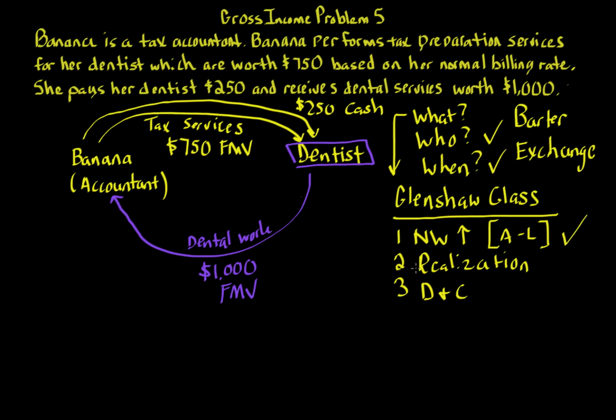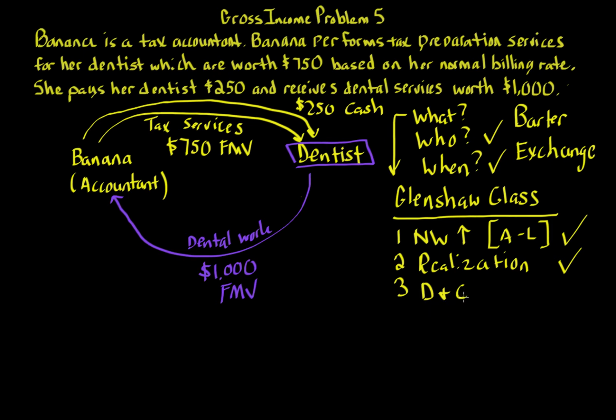Because banana is performing the services, the assets stay the same rather than going down, so that does increase net worth. The same is true for the dentist, because dentist gets $250 cash, but dentist would also perform tax services for $750, so it's actually $1,000 of net worth going up. Realization: anytime services are performed, tax services and dental work, there's realization because the service is severable from the actual outcome.